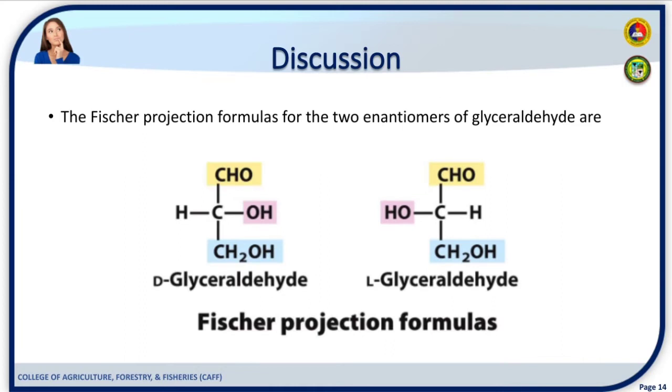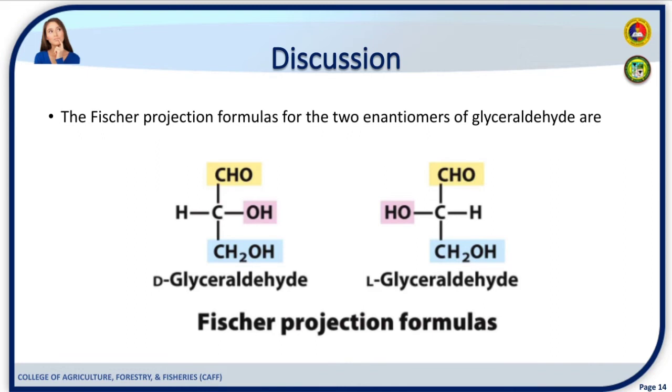In this slide, we are shown that the Fisher formulas of the two enantiomers of glyceraldehyde are the D-glyceraldehyde, or the right-handed glyceraldehyde, and L-glyceraldehyde, or the left-handed glyceraldehyde. Do you observe the difference between the two? The CHO are both on top, and in the central carbon atom, we have the H and the OH, and below we have the CH2OH.